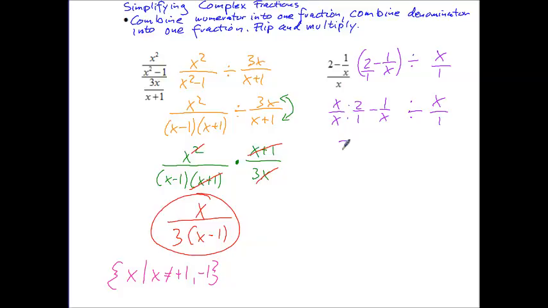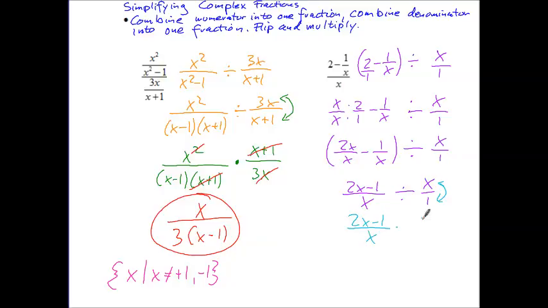So then we're going to have 2x over x minus 1 over x divided by x over 1. In other words, 2x minus 1 over x divided by x over 1. And now we can flip our second fraction, so we can make this a multiplication problem. And we get 2x minus 1 over x squared.